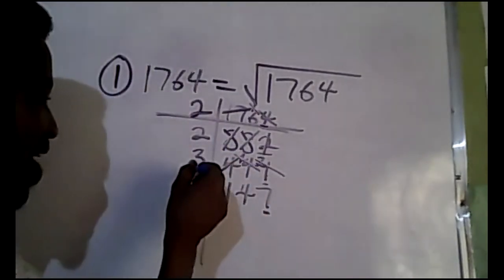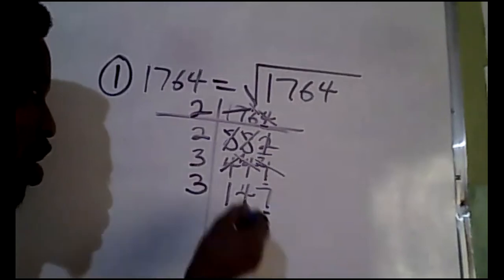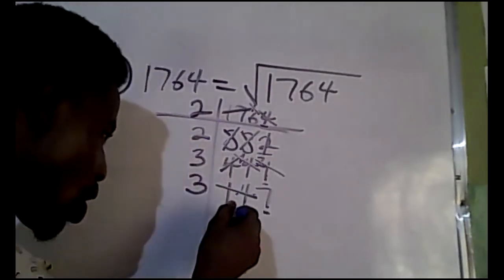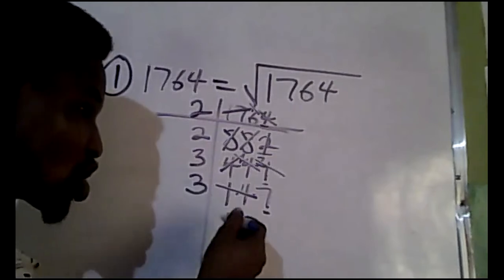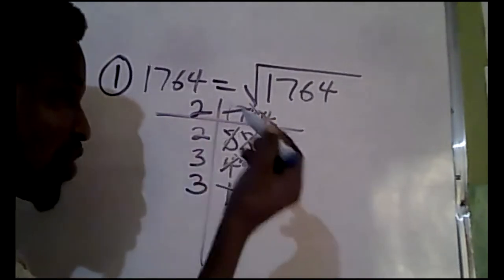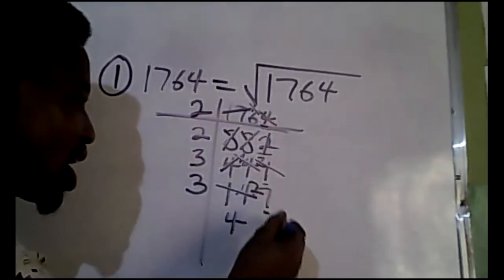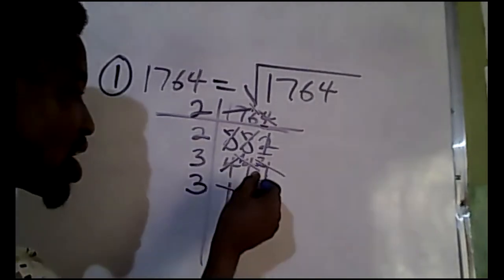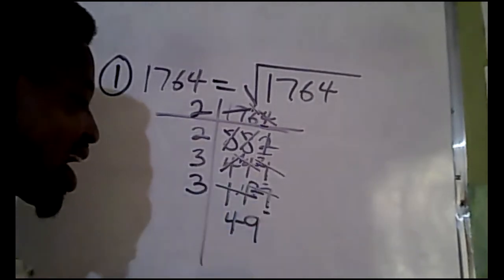So we're using 3 to divide 147. 3 in 14 gives you what? 4. 3 times 4 is 12. Take 12 away from 14, you are left with 2. So put the 2 right here. 2 and 7 becomes 27, right? 3 in 27 is 9.